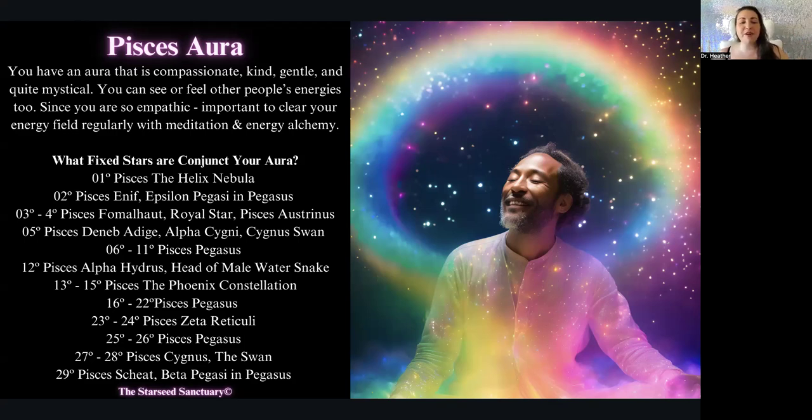And then we want to see what are the fixed stars that are conjunct your natal asteroid aura. Around 1 degree is going to be the Helix Nebula, the Eye of God Nebula. 2 degrees will be Alpheratz in Pegasus. 3 to 4 degrees will be the 4th royal star, Fomalhaut, in Piscis Austrinus, the lower fish beneath Pisces constellation. About 5 degrees is going to be Alpha Cygni in Cygnus the swan. 6 to 11 degrees of Pisces will be Pegasus.